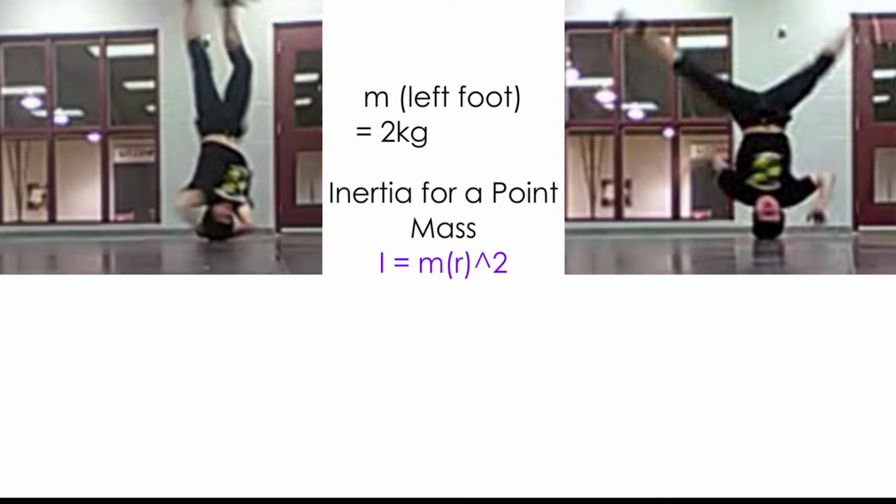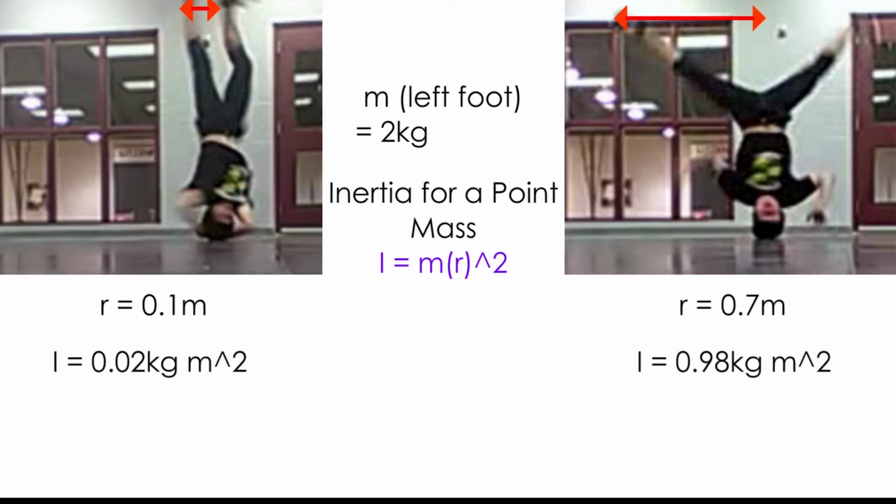To keep things simple, let's consider the left foot of the dancer to be a point mass of 2 kilograms. The inertia for a point mass is I equals m r squared. In our first example, our foot is only about 0.1 meters away from the axis of rotation, while in our second example, it's around 0.7 meters. As you can see, inertia is much higher for a mass farther from the axis of rotation. If we ignore the external forces of friction and air resistance and assume angular momentum to be constant, we can see the inverse relationship between inertia and angular velocity, where an increase in one causes a decrease in the other.